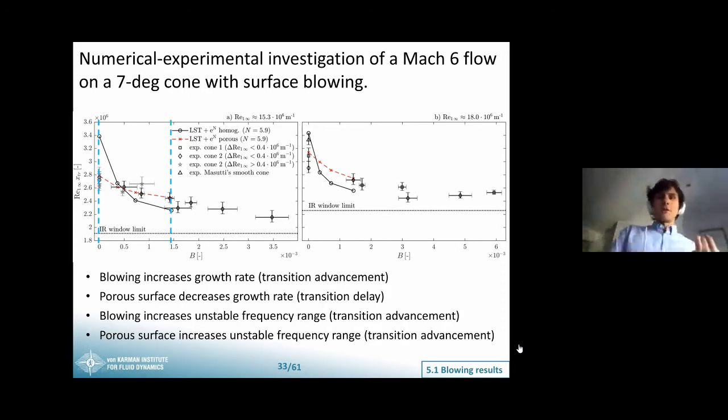So there is the fact that blowing increases the growth rate locally, so that advances transition. Then there is the fact that the porous surface decreases the growth rate locally, so that delays transition, so it goes against the previous. And then there is the fact that both blowing and the porous surface increase the range of unstable frequencies. So both of these actually advance transition, but when including all these, at the end the outcome is different depending on the amount of mass that you're injecting.